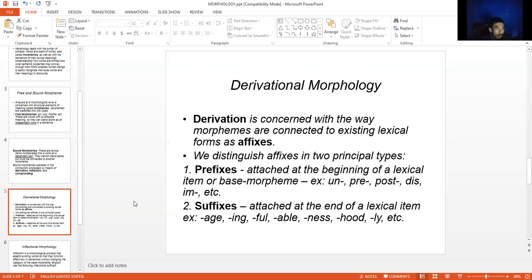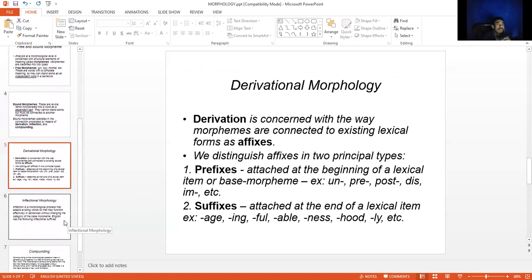And the number two is suffixes attached at the end of lexical item. Jadi ini ada di akhir dari suatu lexical item atau kata gitu. For example, age, ing, full, able, ness, hood, li, etc. Jadi biasanya penambahan ini berada di akhir gitu, akhir sebuah kata. Kayak meaningful, from kayak begin jadi beginning kayak gitu. Terus mindful jadi mindfulness, or brother jadi brotherhood kayak gitu.